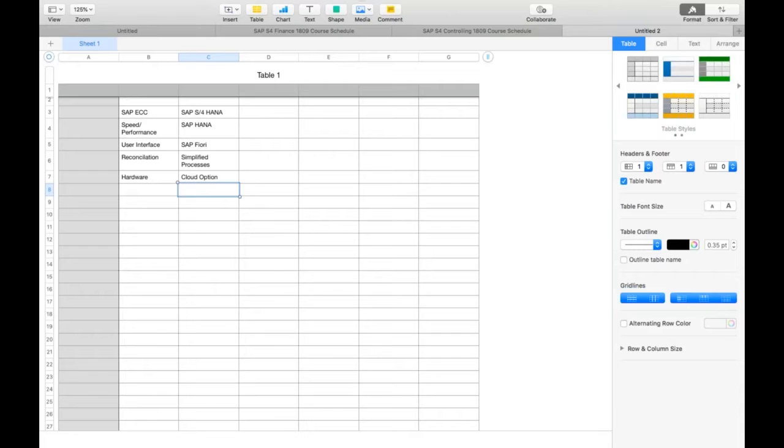So in short, SAP S4 HANA provides you speed, a better user interface, simplified processes, and it also provides you the option to go on cloud. And then we understood SAP HANA in detail. Within SAP HANA, we discussed why SAP HANA is fast.